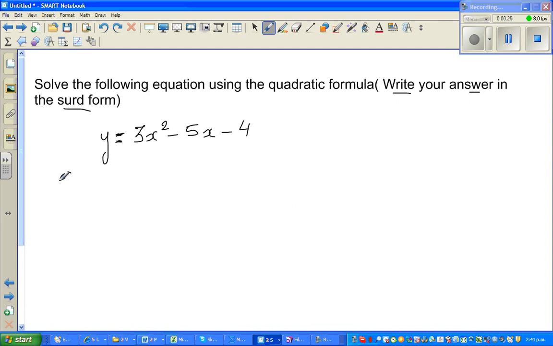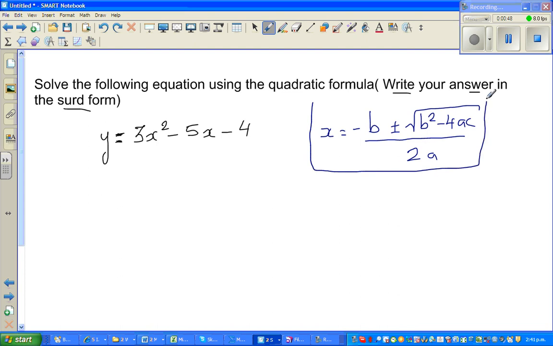Now what's the quadratic formula? Okay, so let me write the quadratic formula. The quadratic formula is like this. x is equal to minus b plus or minus square root of b squared minus 4ac, over 2a. Now we can prove this formula, but that's not what we are looking for. We want to use this formula to solve this equation.